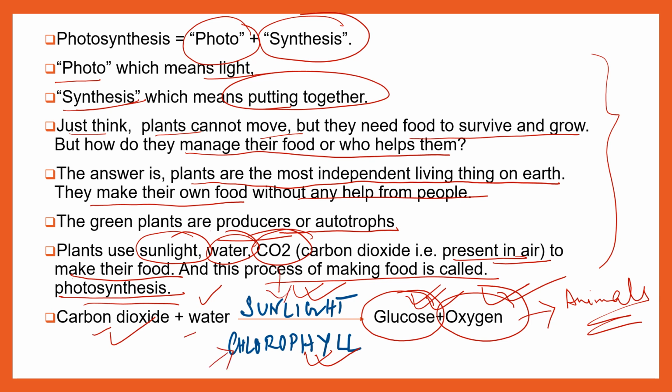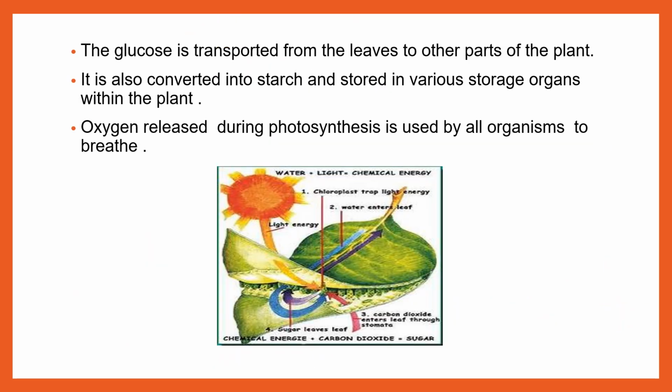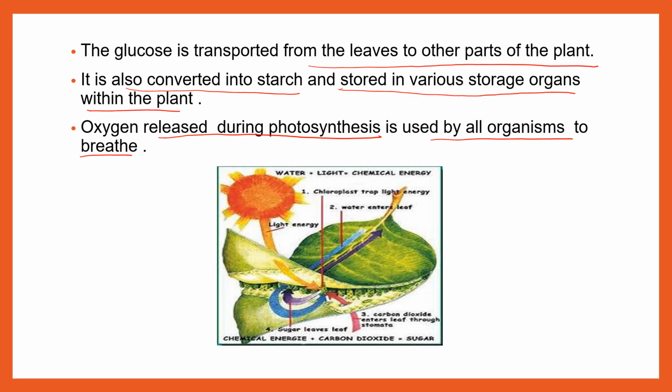Let us see what else the plant is doing. Glucose is transported from the leaves to other parts of the plant. It is also converted into starch and stored in various storage organs within the plant. Oxygen released during photosynthesis is used by all organisms to breathe. So the glucose formed during photosynthesis is converted into starch and stored in various storage organs within the plant itself.